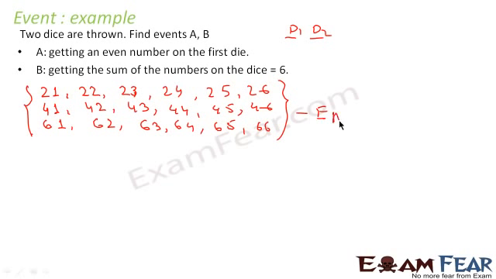These are the events A, because here we are saying that the first is an even number. If you see, in all these cases, the first is even.